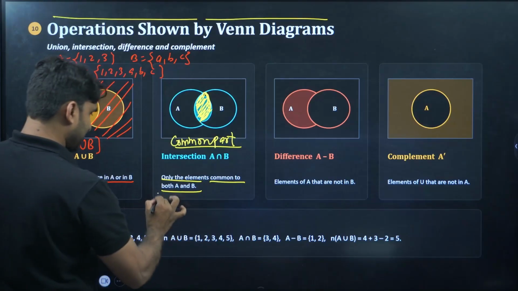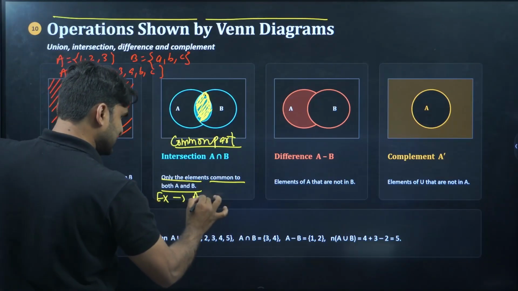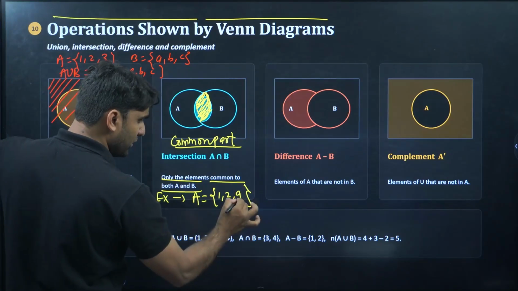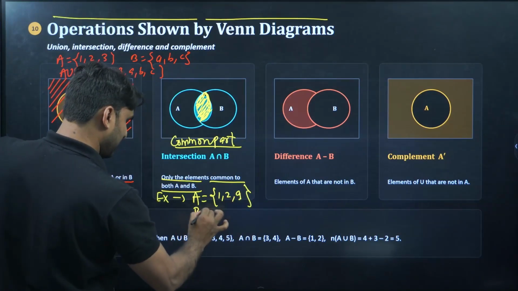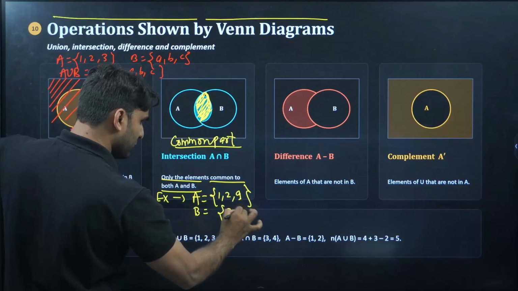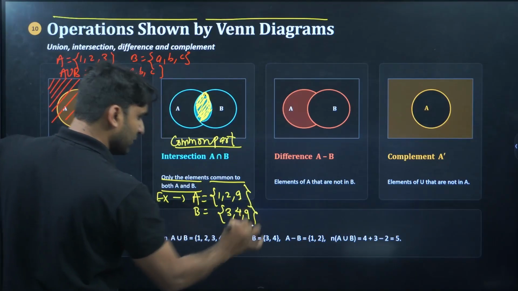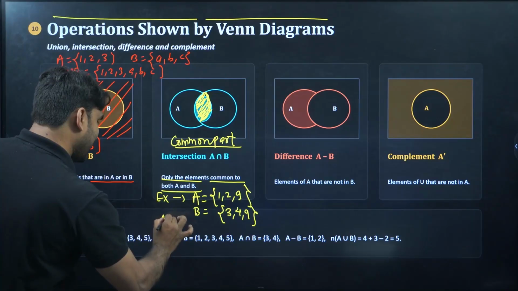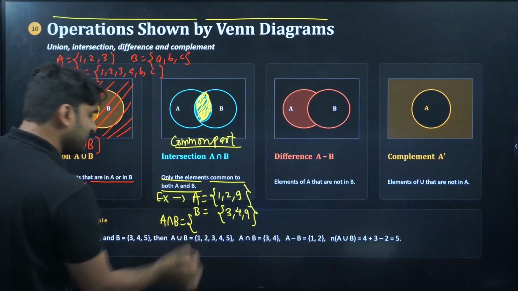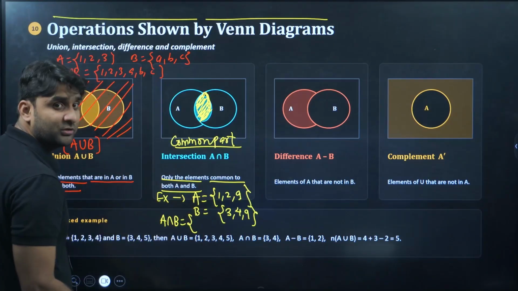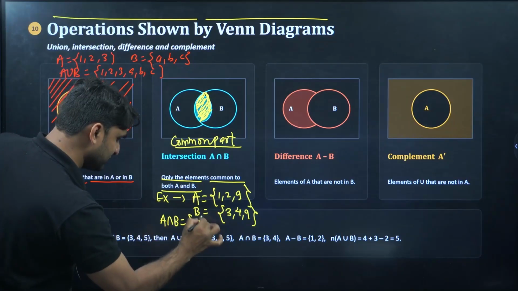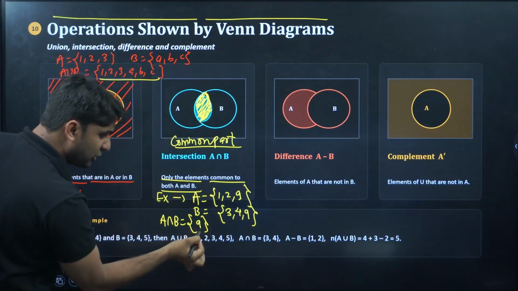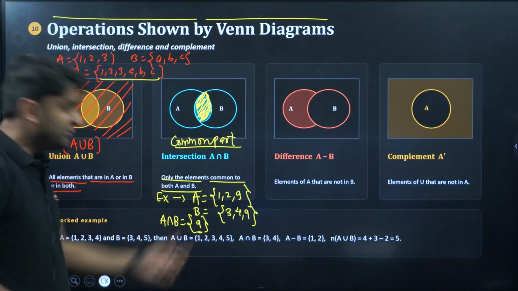For example, set A is 1, 2, let's say 9, and set B is 3, 4, 9. Now if I ask you, what is A intersection B? A intersection B means the element which is present in both. So 9 is present in both, so this will be the intersection. In union, all the elements get combined, but in intersection, only the common part comes, which is present in both.